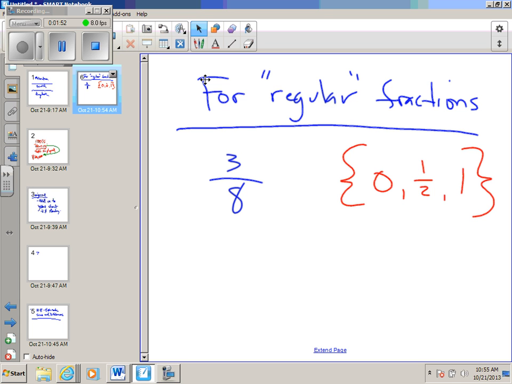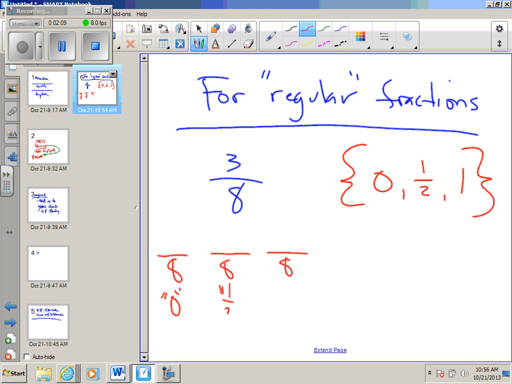As I look at 3/8, the one thing I want to look at first is the denominator. Denominator is 8. And I'm going to go in 3 different parts here. For 0, for half, and for 1. Now, hypothetically speaking, if I wanted to represent the number 0 as a fraction, how many eighths would that be? 0. If I wanted to represent half with 8 as my denominator, what would my numerator have to be?